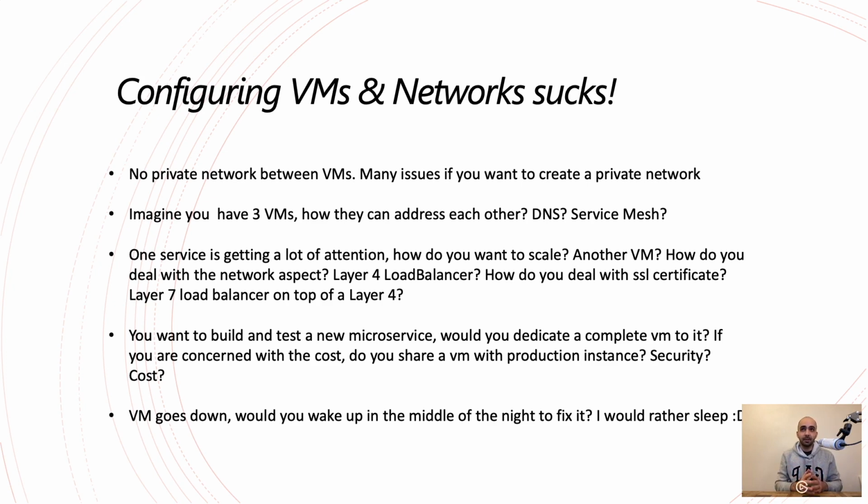The second one, imagine that we have three VMs, how are they going to address each other? For example, you have service 1 in VM1, service 2 in VM2, and service 3 in VM3. How are they going to address each other? Are you going to use some kind of service mesh to say go to that VM? Or are you going to use some kind of dynamic DNS? And what happens if one of the VMs is lost and you want to replace it? Probably you should have some kind of dynamic DNS in there. Again, it takes some time.